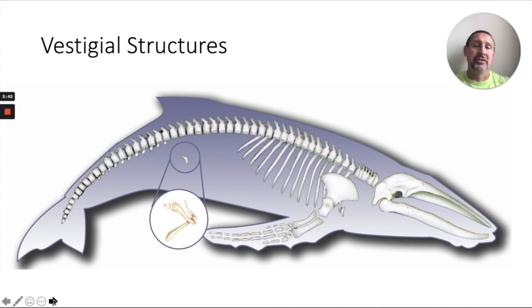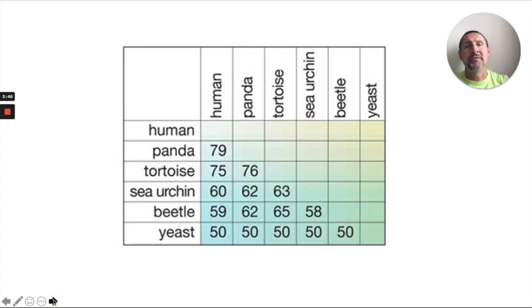The third category, molecules like DNA. In this case, we're comparing similar molecules. For example, living things make proteins. Living things make and use carbohydrates. Living things share similar DNA.